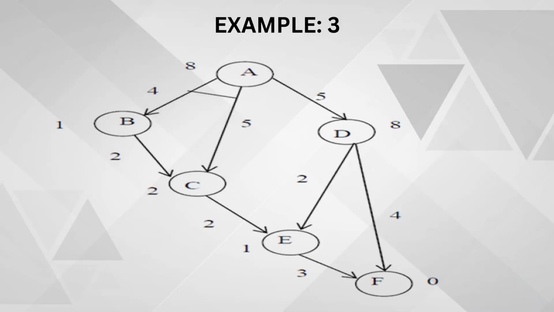So, I hope that example has been understood by you, and now we have another example. In this example we have the graph which has nodes A, B, C, D, E and F. So, we have the heuristic value of A is equal to 8, B is equal to 2, C is equal to 2, E is equal to 1, F is equal to 0 and D is equal to 8, and the remaining cost is the G cost.